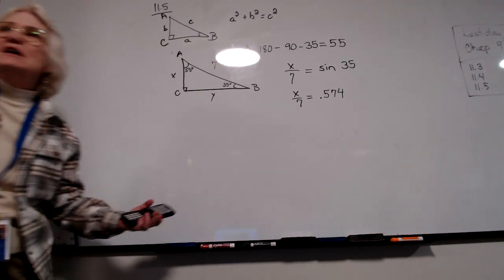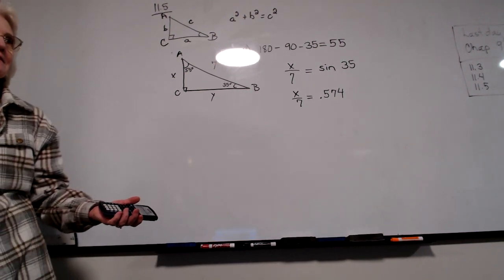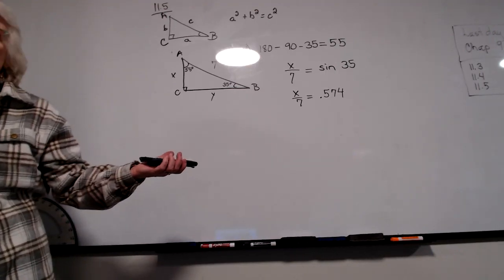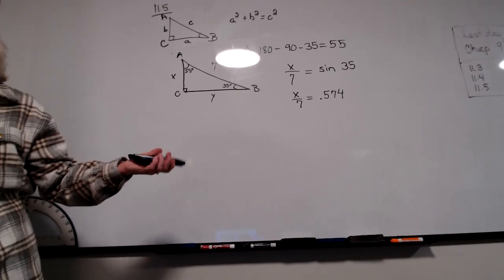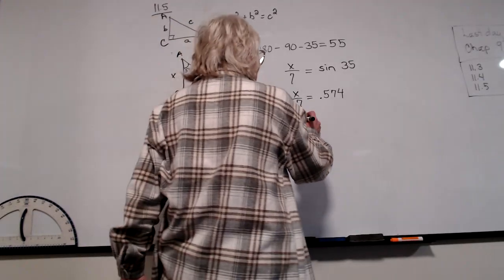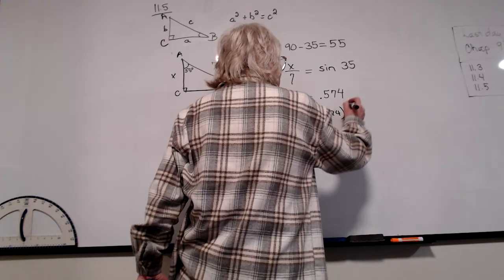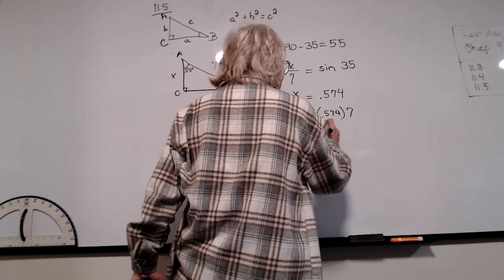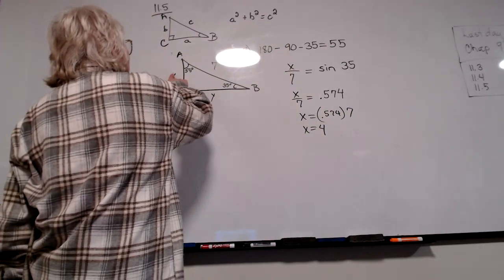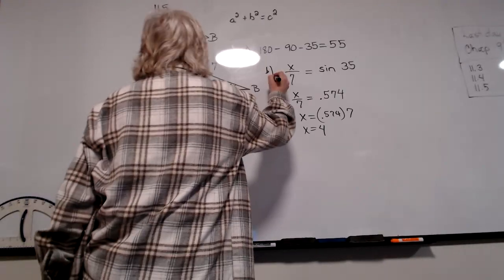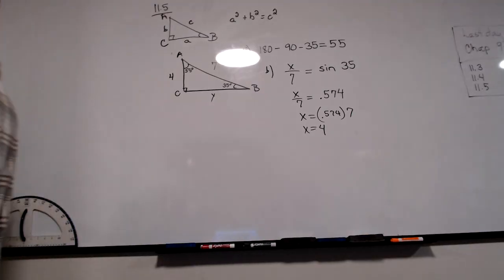How do I use this now to find X? Then you could multiply 0.574 by 7. It's algebra now. We're multiplying to get X, so we just multiply 0.574 by 7, which equals what? 4. Okay, so that tells me that this is 4. So this is B. We found one of the other sides. The only thing that's missing is Y.